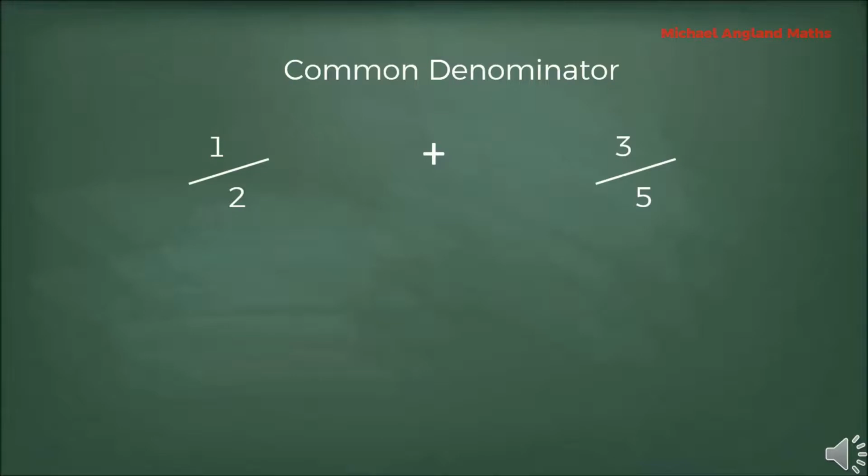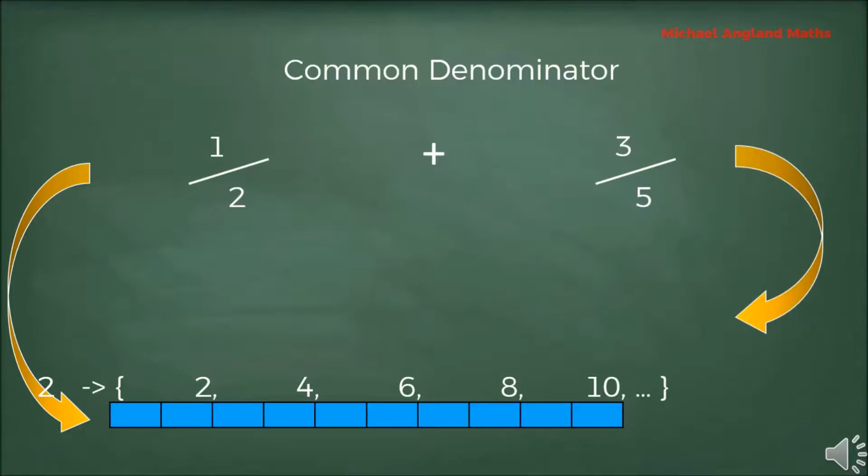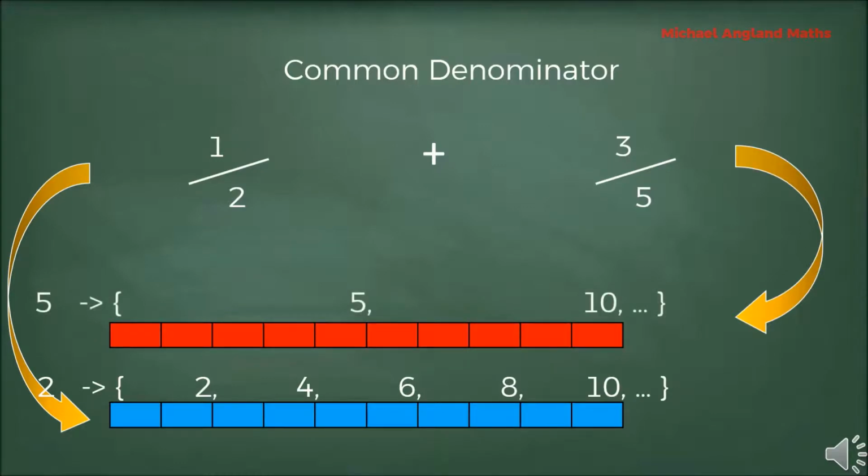1/2 plus 3/5. Now visually, let's look at multiples of this denominator, 2. So we have 2, 4, 6, 8, 10, and we list them here above the blocks. And let's do the same for the denominator of the right-hand side fraction, which is 5. Multiples of 5 are 5 and 10. So at the point of 10, we have a common multiple for 5 and 2.